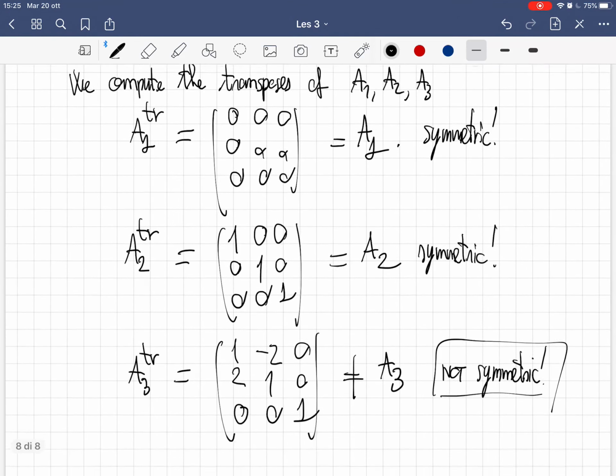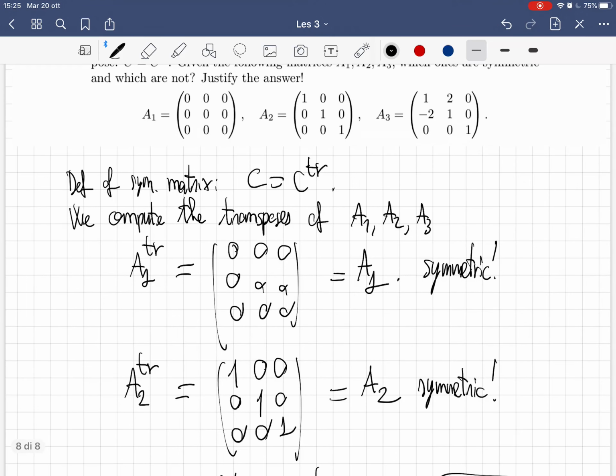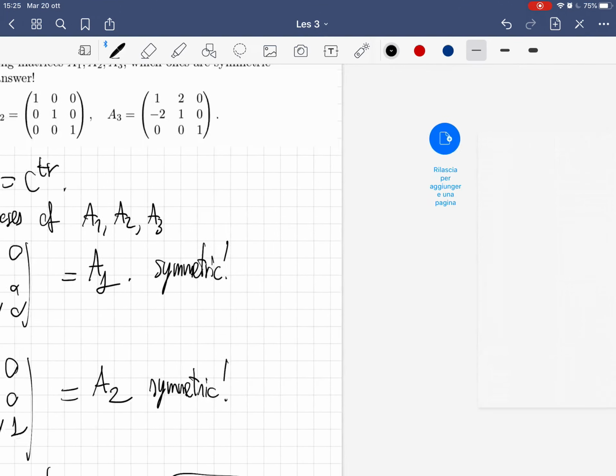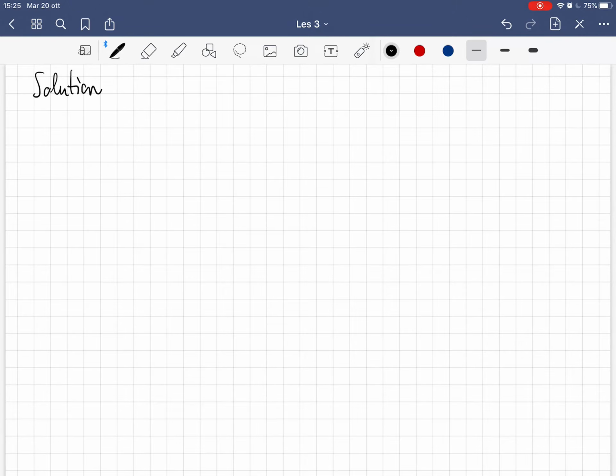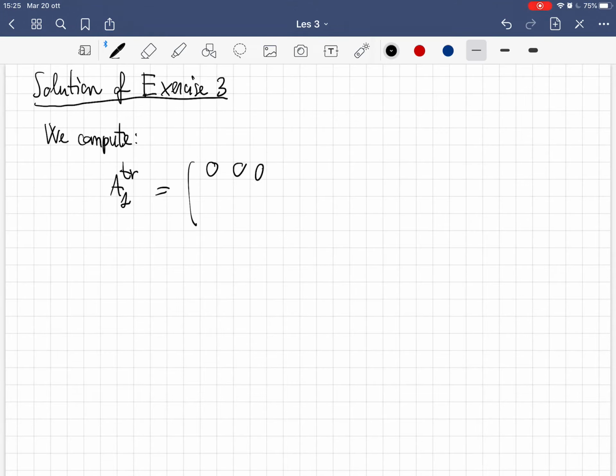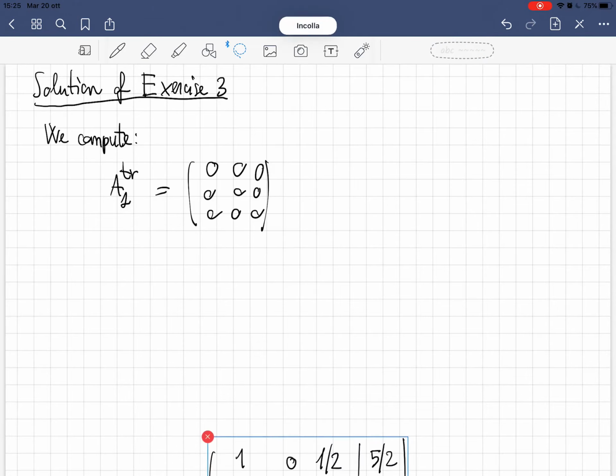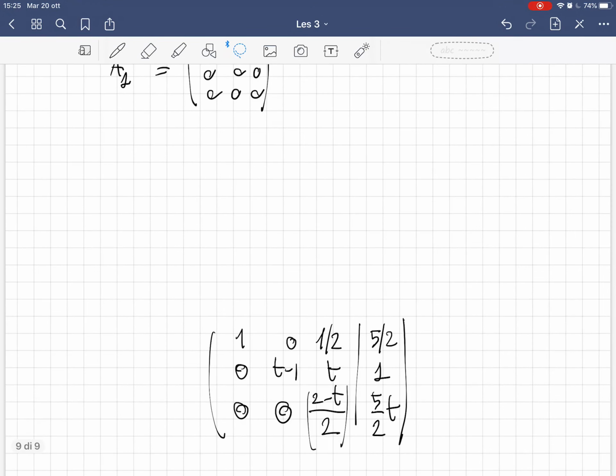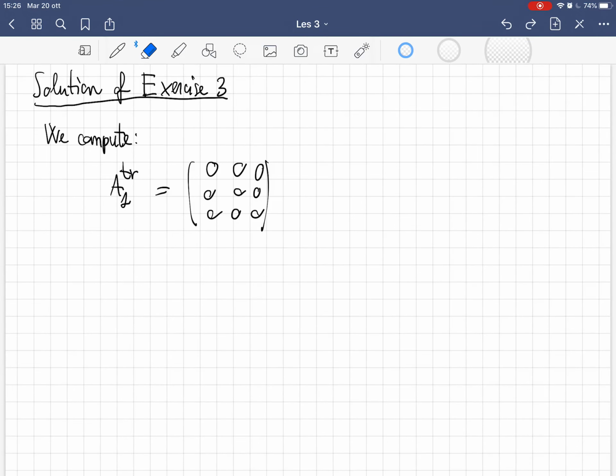Okay. Finally, let's move to the final exercise. Here it's quite easy to write this solution because it's kind of a quick exercise. So let's do this. So we compute A1 transpose. Sorry, this is my fault. Okay, and this is equal to A1, hence A1 is symmetric.